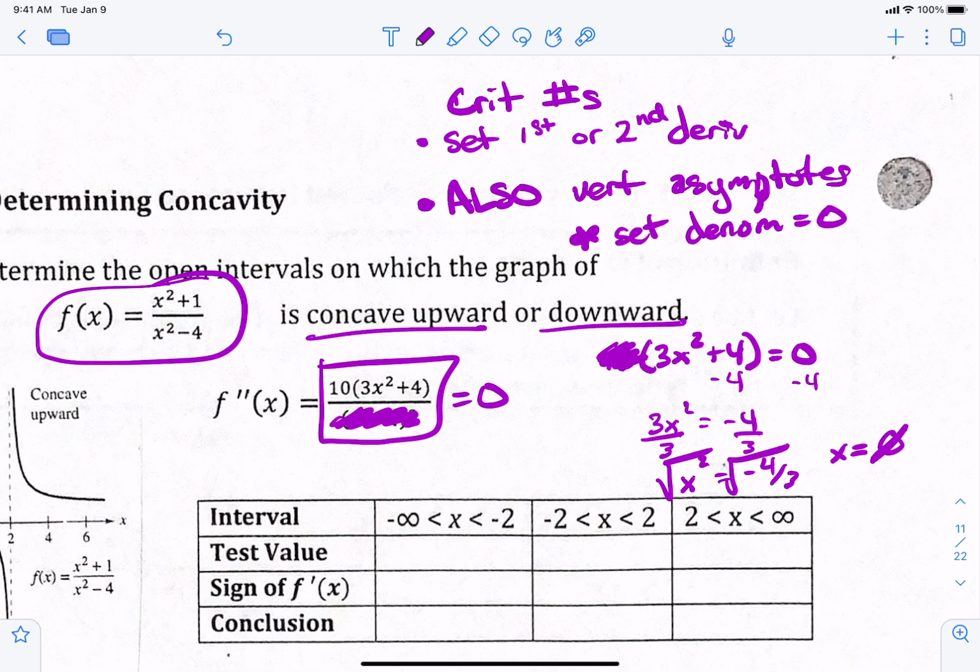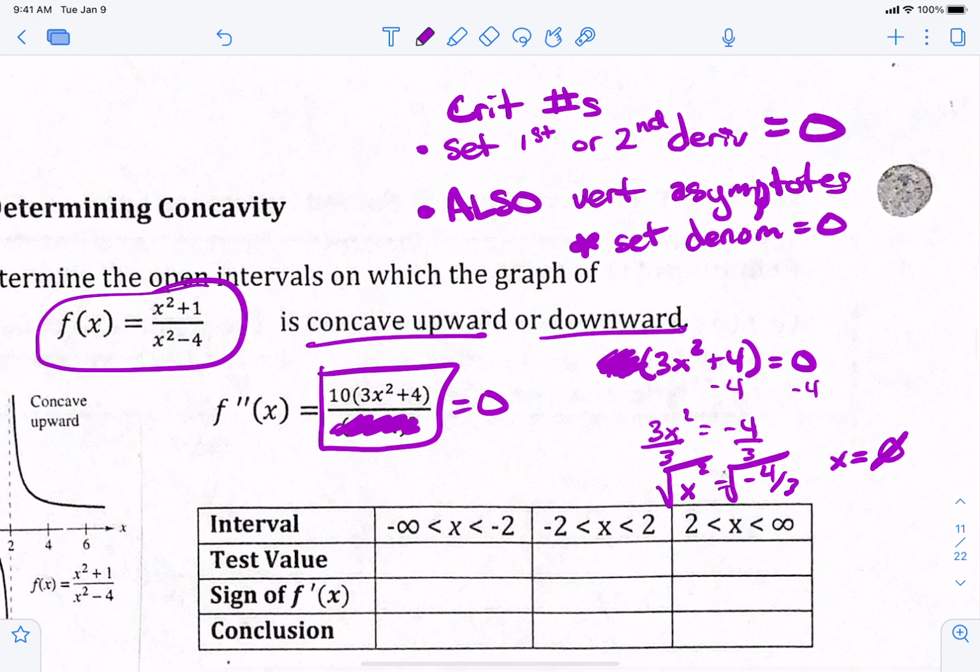Will you write equal to 0 on the first one? Oh, equal to 0. Yeah, you're right. So to find my critical numbers, there are two ways: setting the derivative equal to 0, first or second, whichever one you're trying to find, and also looking at where the asymptotes occur.